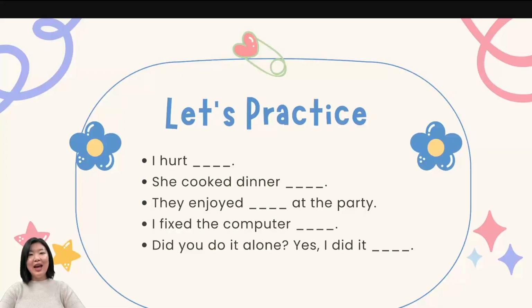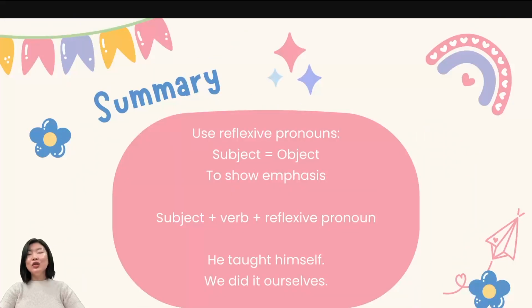So do you see that you could use them when the subject and object are the same or when you're emphasizing something in a sentence? So let's take a look at the summary. You should use reflexive pronouns when subject and object are the same and when you want to show emphasis. So the sentence structure should be subject, verb, and reflexive pronoun. For example, he taught himself. We did it ourselves. So remember, do not use reflexive pronouns as a subject on their own.